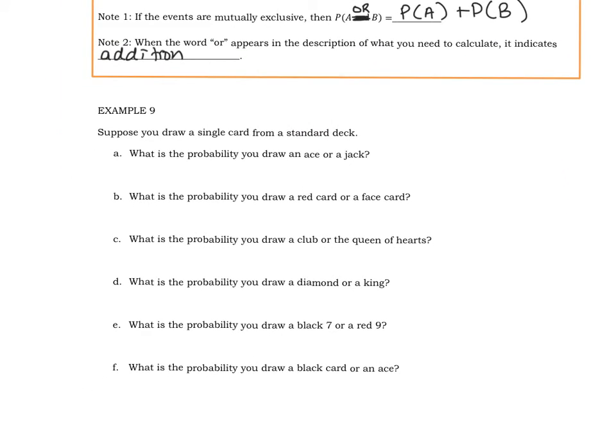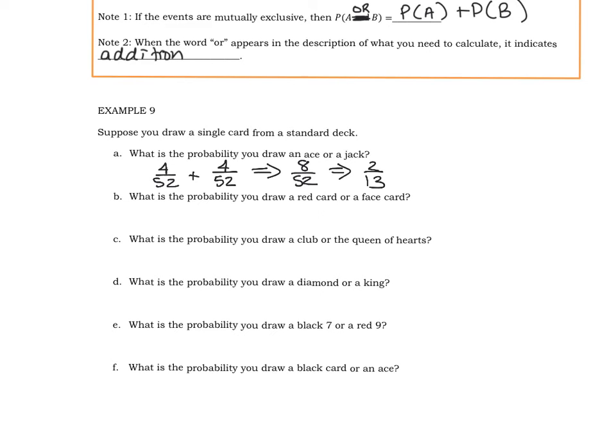Example 9. Suppose you draw a single card from a standard deck. What's the probability that you draw an ace or a jack? You have to ask yourself, okay, or means plus, is there a jack of aces or ace of jacks? No, those are mutually exclusive events. So the probability of drawing an ace is 4 out of 52. Probability of drawing a jack is 4 out of 52 because there's 4 of them, just like the aces. And that gives us 8 out of 52, which reduces to 2/13.